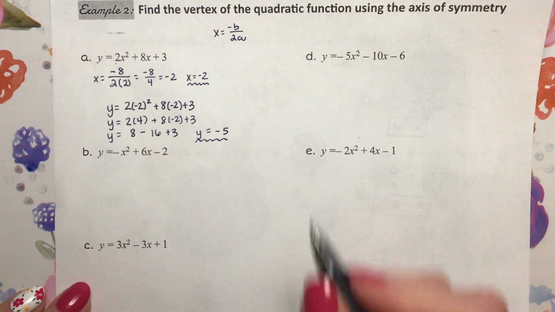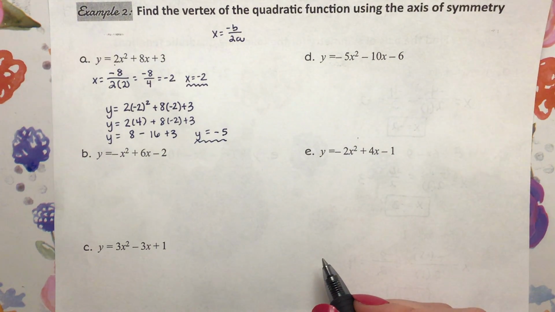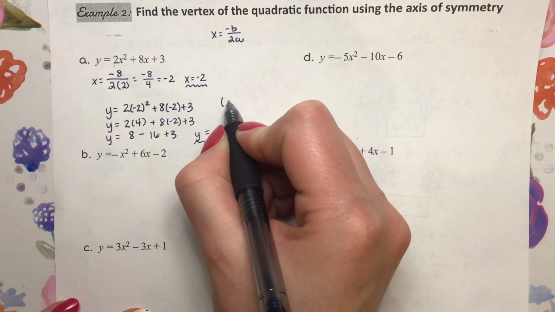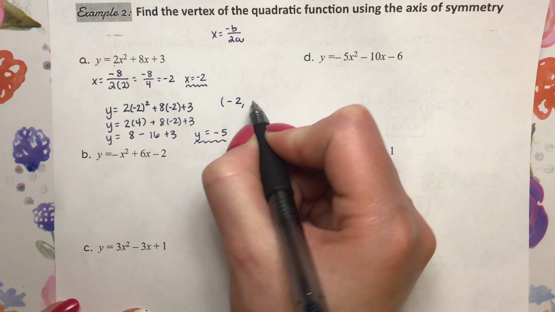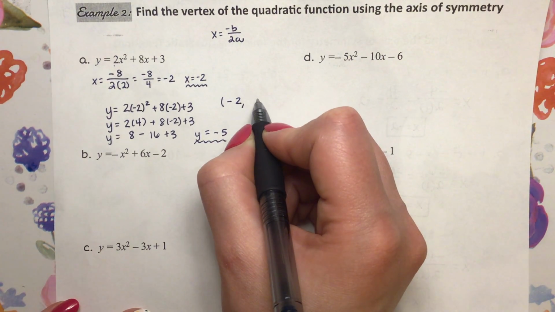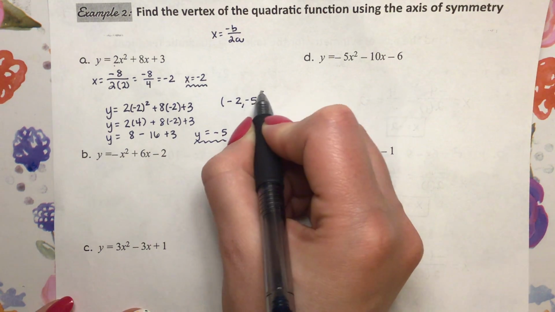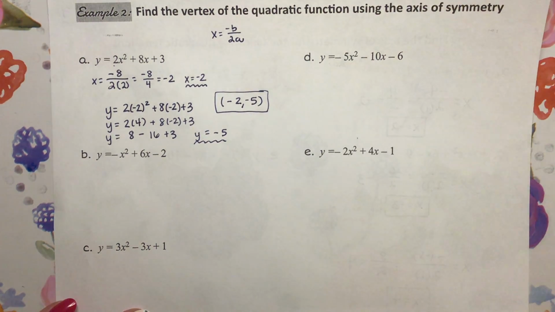So at this point, I have an x equals a number and a y equals a number. But how do I get it to where it looks like a vertex value? Well, I'm going to put them together and make a coordinate. So I am going to say negative 2, comma, negative 5. All right, I was worried that I made a mistake, but I think I did okay.